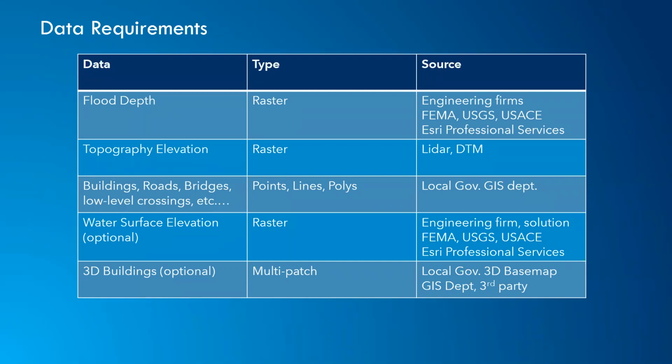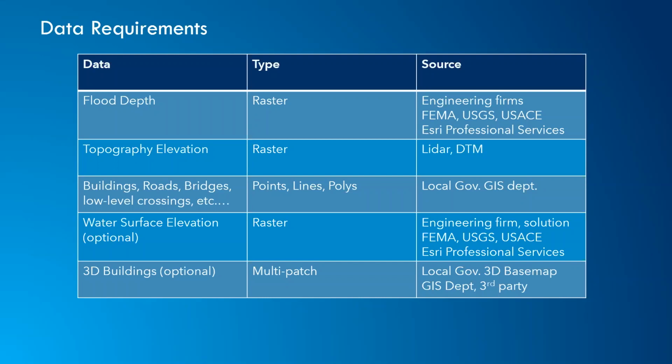You can also look at FEMA. The solution points you to a FEMA site where you can download these depth rasters. The Army Corps of Engineers also has software that allows you to create these depth rasters. And you could also talk to your account representative and see if Esri Professional Services can help you out generating these depth rasters. Most organizations already have a DTM available, a digital terrain model, the ground surface, or you have LiDAR, and you can generate the DTM from that.